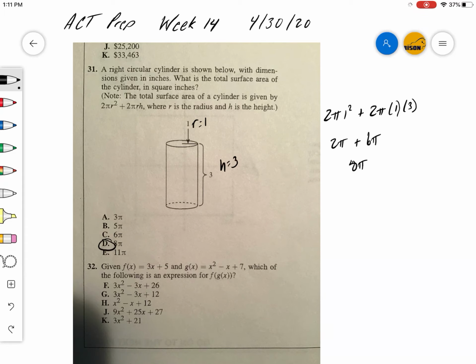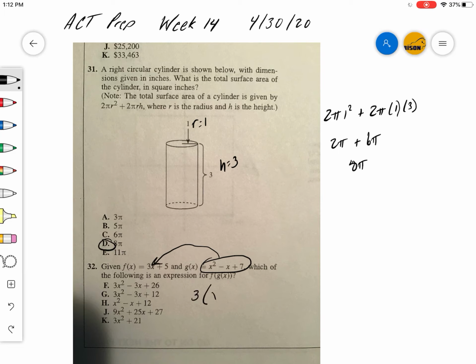Number 32, okay? So it gives you f of x and it also gives you g of x, and it wants to know the formula, which is an expression for f of g of x. So those of you that have had Algebra 2, we did this. I also do it in pre-calc. So all we have to do is take g of x and insert it inside f of x in the x position.